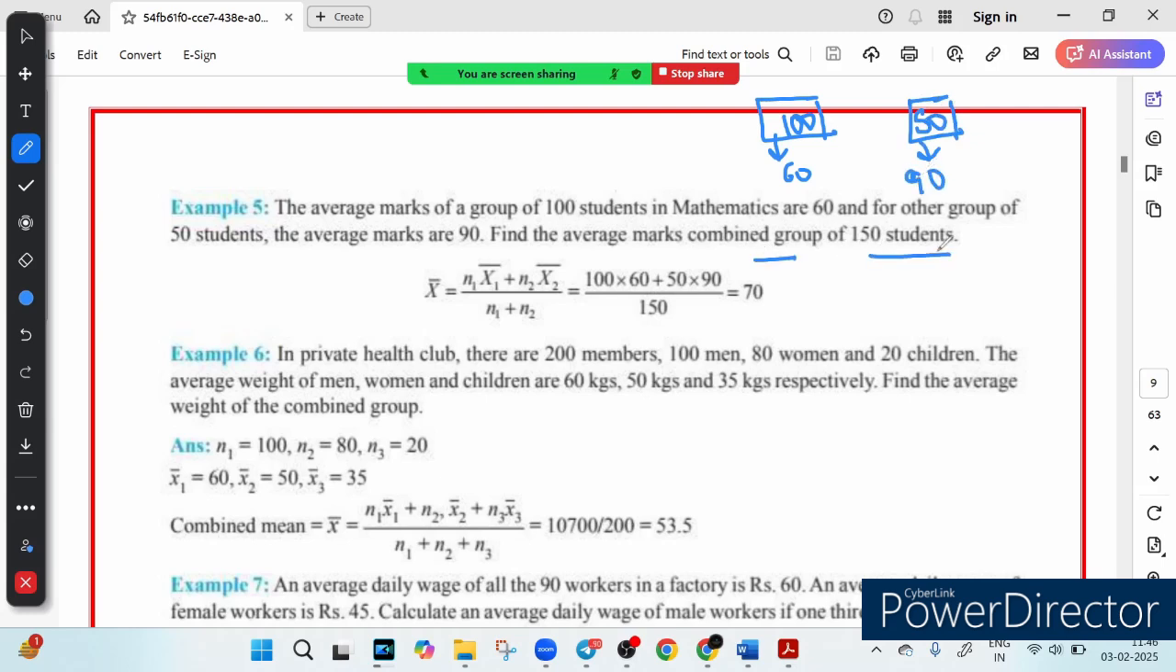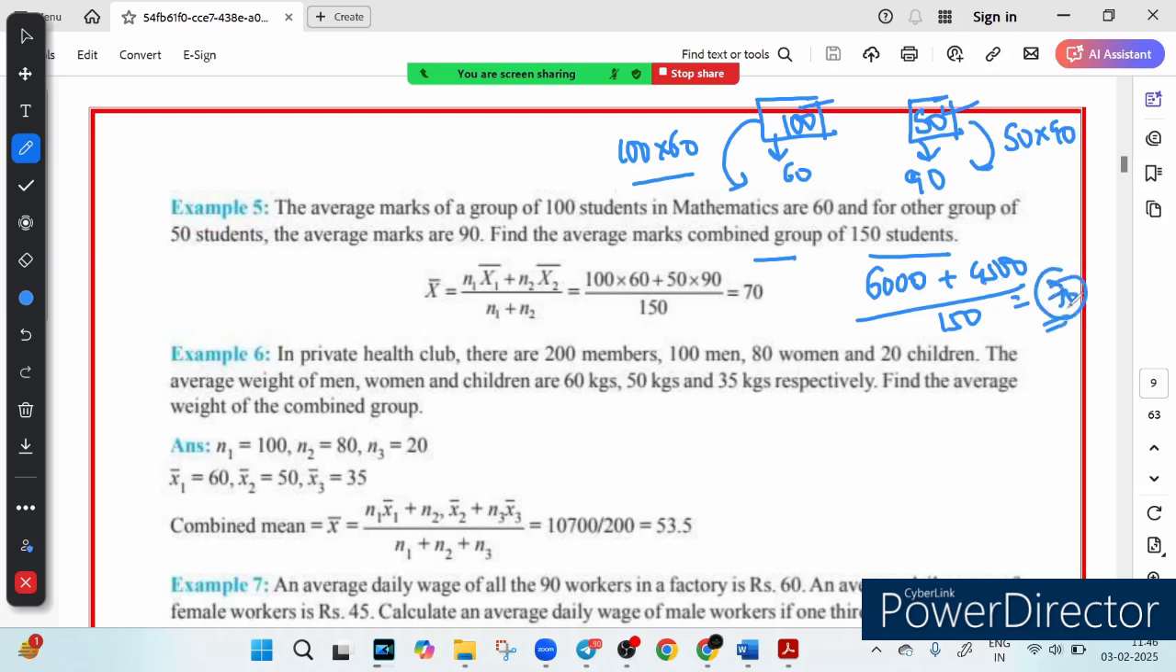How to go about doing it? Simply you multiply 100 with 60, 100 into 60. You multiply 50 with 90, so 50 multiplied by 90. Add both of them, so 100 into 60 plus 50 into 90. So this will give you 6000 plus 4500, divided by n1 plus n2, 100 plus 50. Total how many students are there? 150. So this will give you how much? 70. After you add, you will see you will get 70, right? So this is how we go about calculating the combined average marks of a group of students. I hope this makes your concept clear.